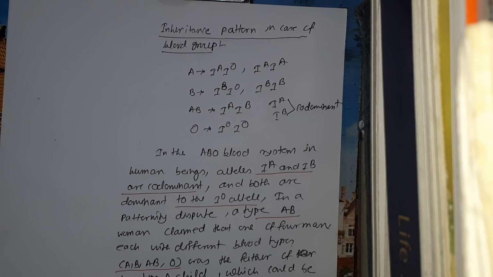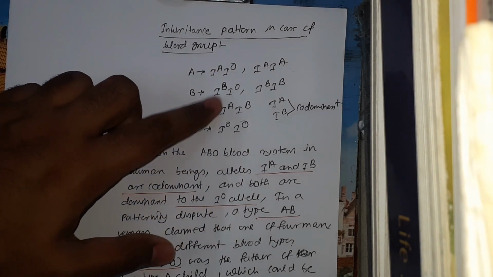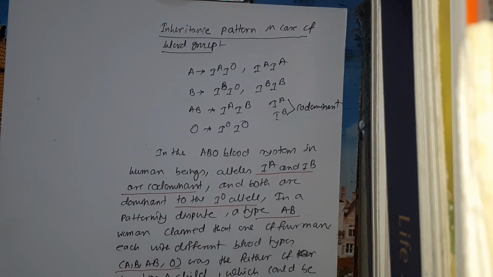So we need to determine the particular man's blood group and the particular woman's blood group, and now we are going to apply the genotypes to make a Punnett square and find out the probability of the blood group of the offspring, and then we will match it with our observed blood group of the baby. Okay, so this is the main funda.